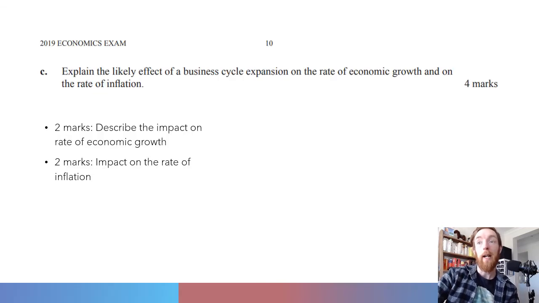To get onto our short answers then. So most of these are from 2019, 2018, and 2017. So this is, I believe it's 2C from 2019. Explain the likely effect of a business cycle expansion on the rate of economic growth and on the rate of inflation. It's a 4-mark question, 2 marks for describing the impact on the rate of economic growth, and 2 marks for the impact on the rate of inflation. Relatively simple.